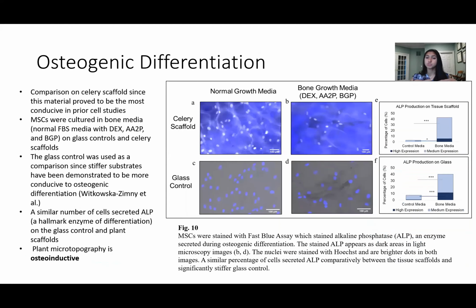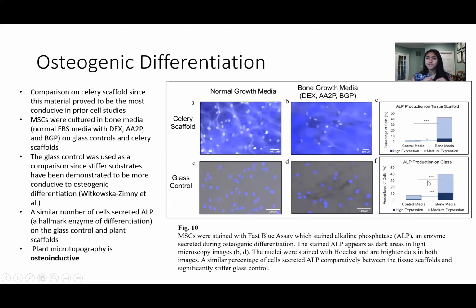One of the most interesting results was in the osteogenic differentiation test. After 7 days in culture, I saw that the cells on the plant scaffold actually started to behave like bone tissue, secreting the necessary enzymes to produce the bone matrix. Now, what's really interesting is that they actually did this at a comparable rate to the glass control.